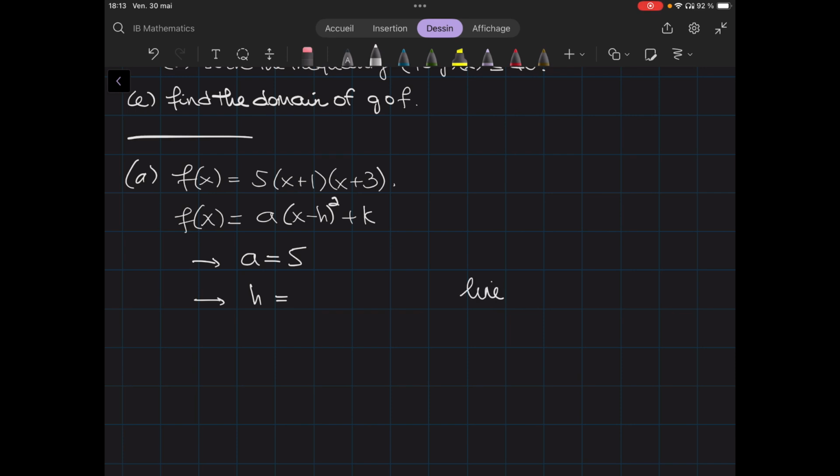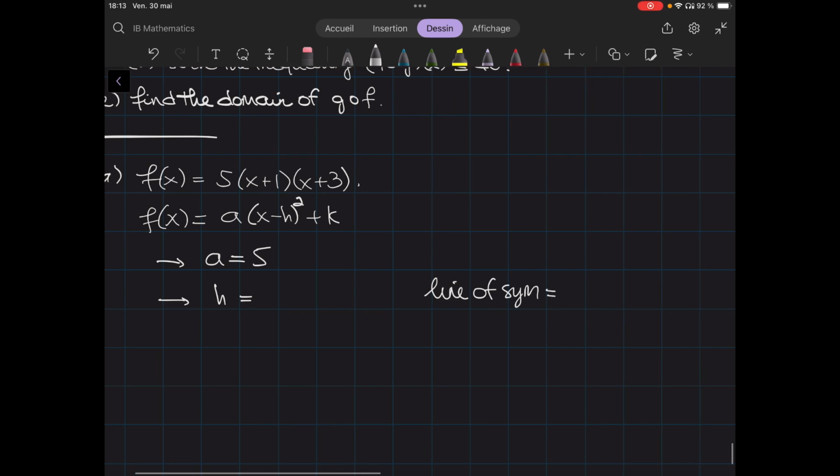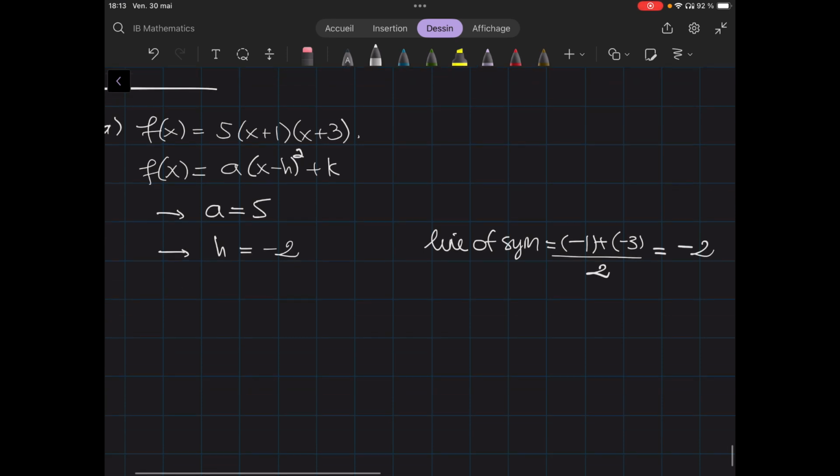So the line of symmetry can be found by taking the average of the two roots. The two roots here are -1 and -3. So when we take the average, we would get -2. Thus, h is equal to -2.